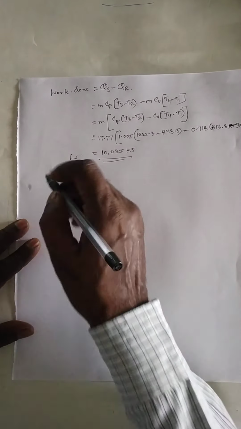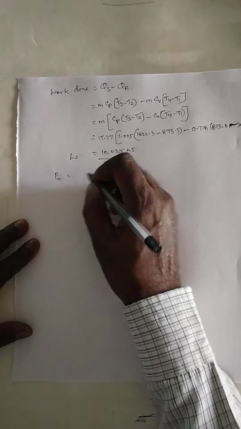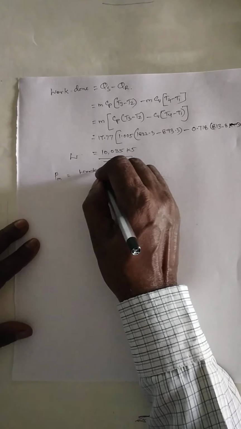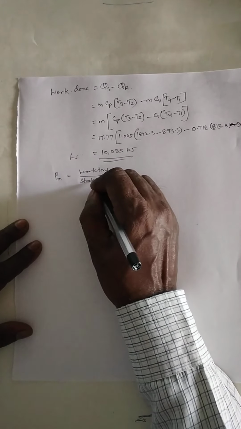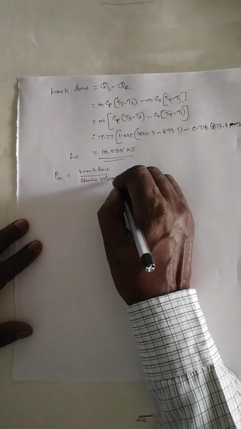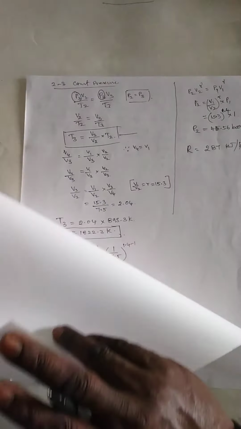Right. The mean effective pressure. Now we are going to calculate the mean effective pressure. Mean effective pressure is equal to work done by stroke volume. Stroke volume, from the PV diagram you can easily understand that.